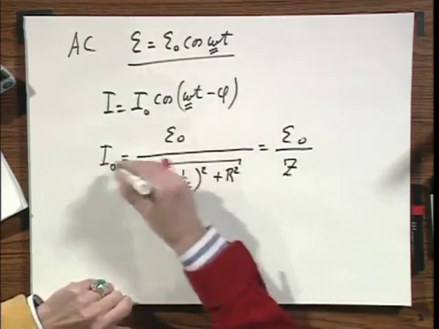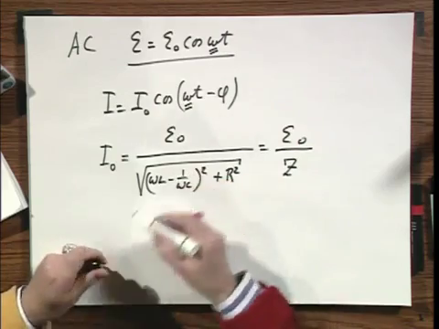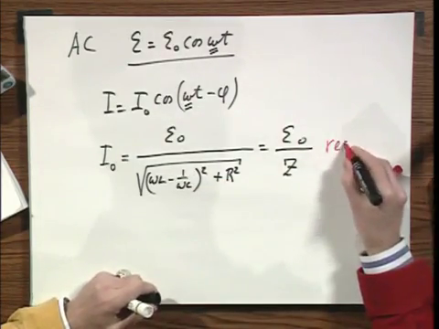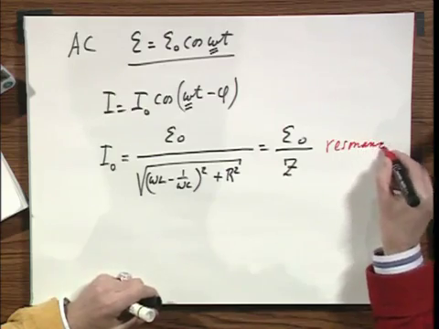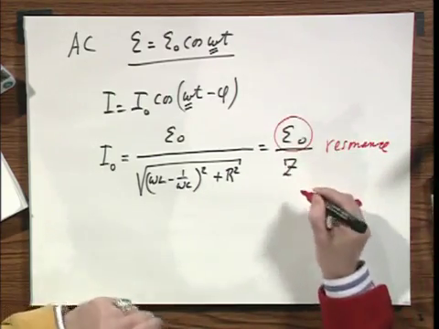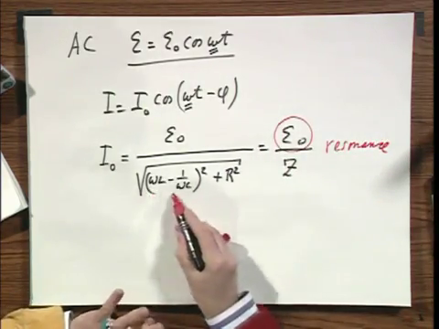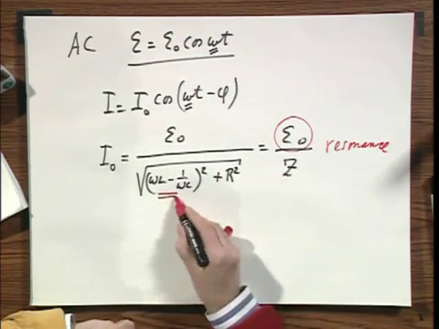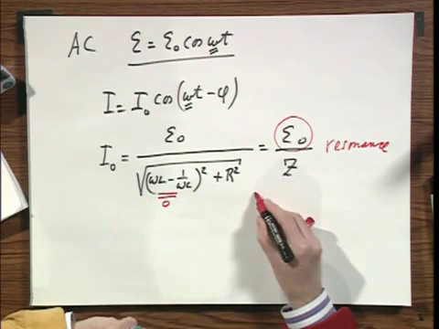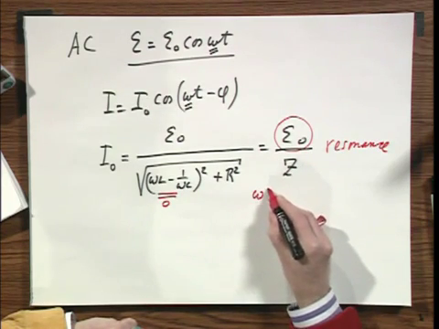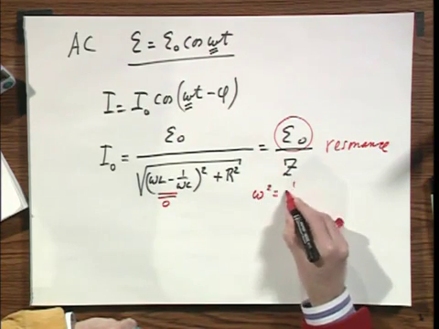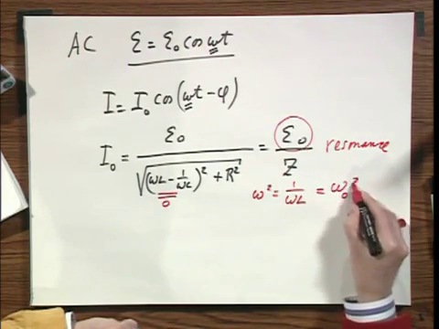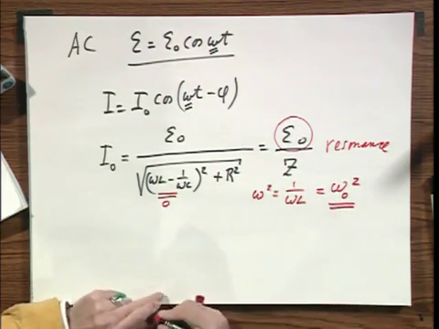This value of I0 reaches a maximum value when we have resonance. Given a value for E0, if I change the frequency of the driving voltage, I get a maximum when this equals 0, and that's the case when omega squared equals 1 over LC, and we call that omega 0 squared. As I mentioned before, just a name.